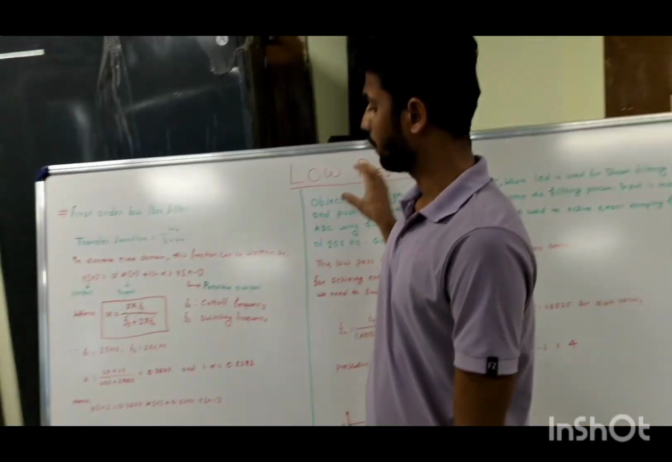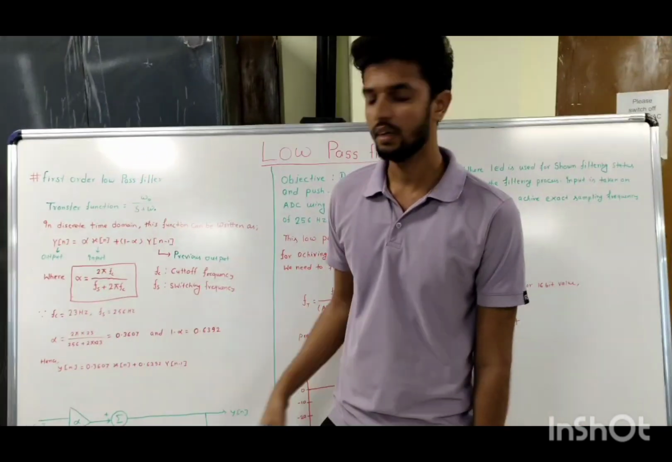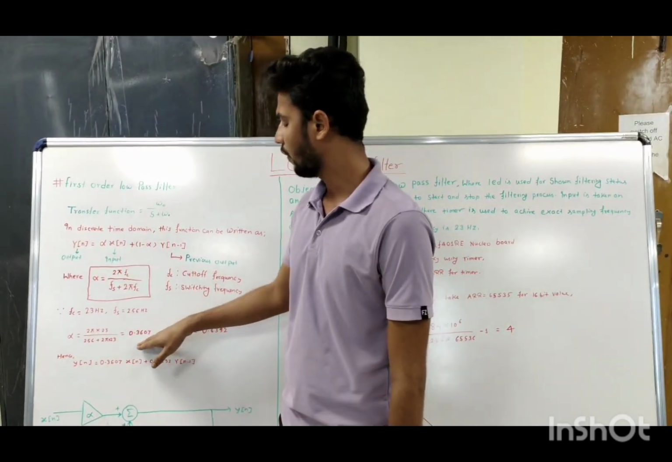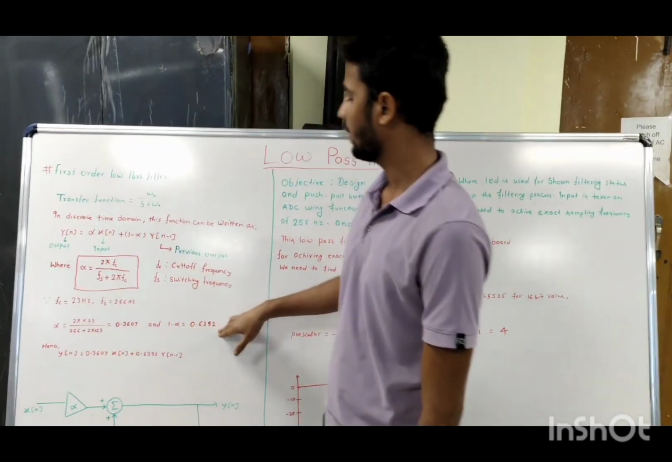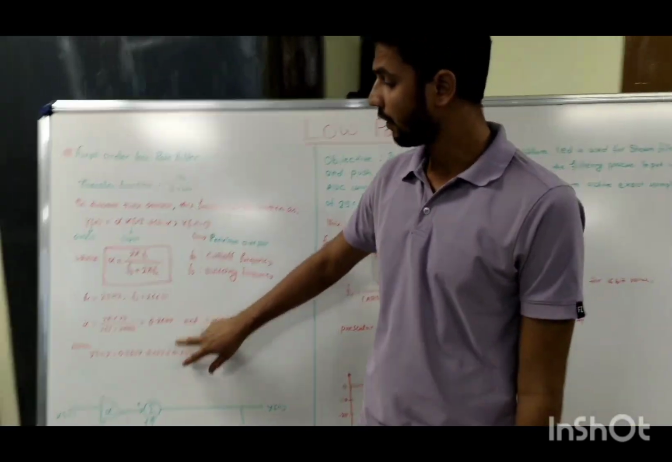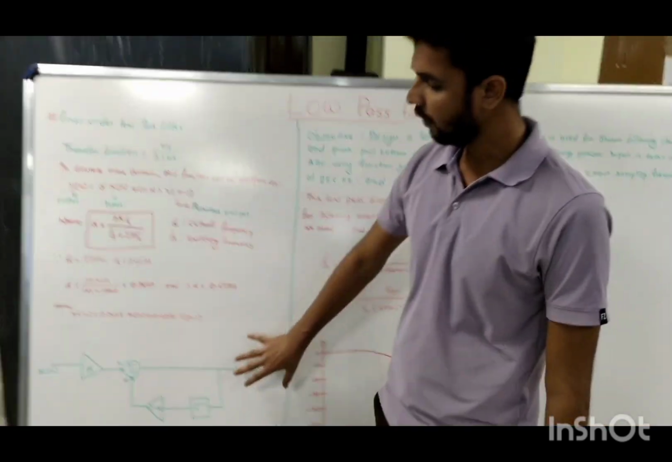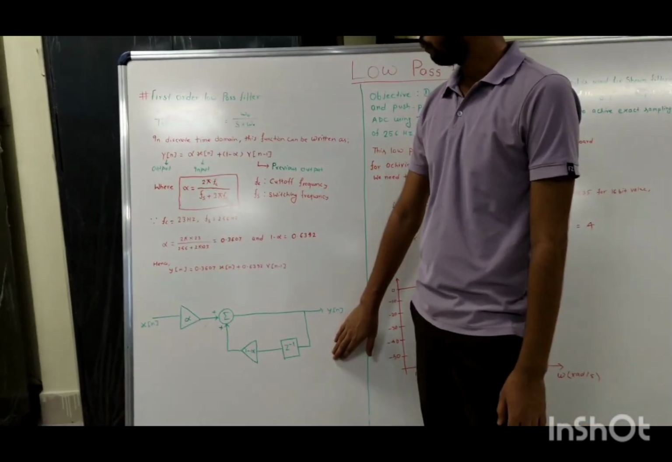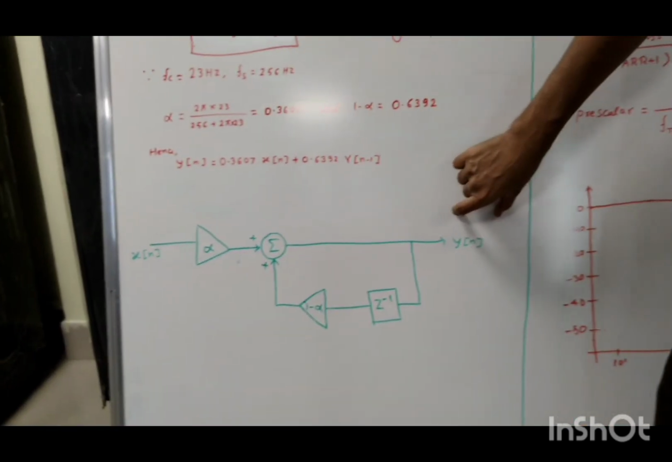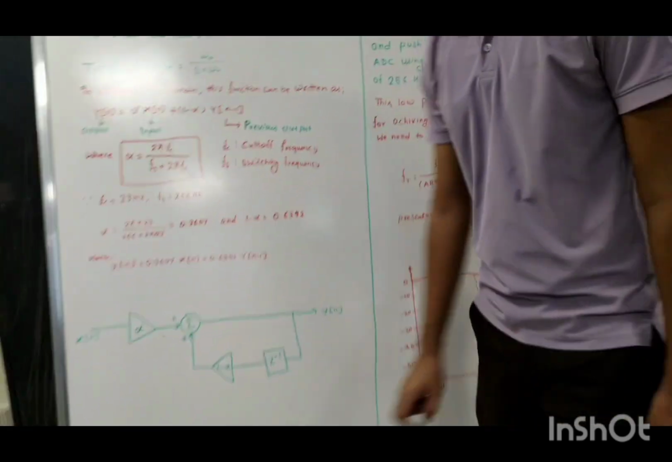So in our objective, our cutoff frequency is 23 Hz and our sampling frequency is 256 Hz. So from this we can evaluate the value of alpha as 0.3607 and 1 minus alpha is equal to 0.6392. From there our equation is obtained. Now this is our block diagram of the first order low pass filter, where this is our input signal, this is our output, and this is our y[n minus 1] state, that is the previous state.